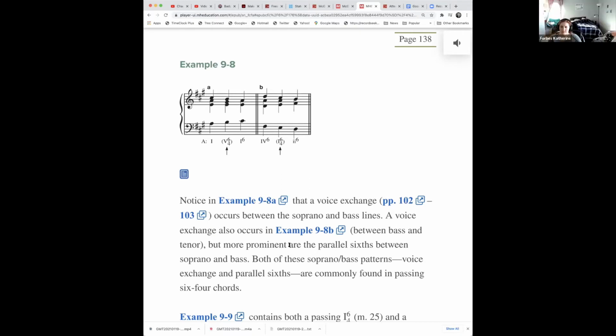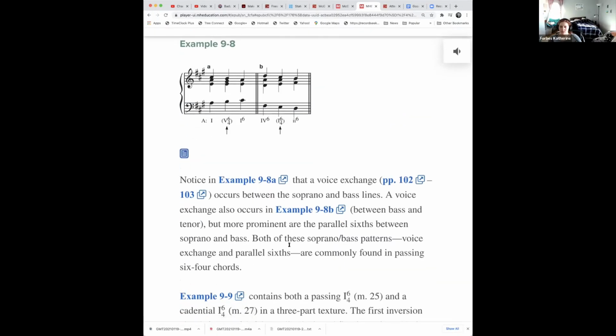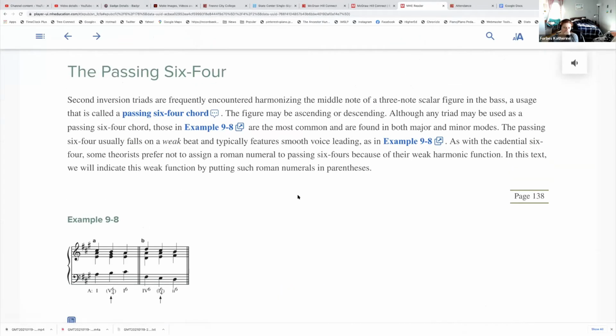Can you scroll up a bit? How far? What are we looking for? I just wanted to see why we're looking at this example again. We're looking at this example because it is a passing 6/4 chord. So, the little chord in the middle with parentheses that they're barely acknowledging here. They're bringing attention to it because we've only seen 6/4s in the cadential or the 5 thing.